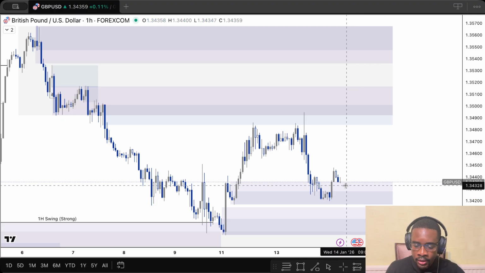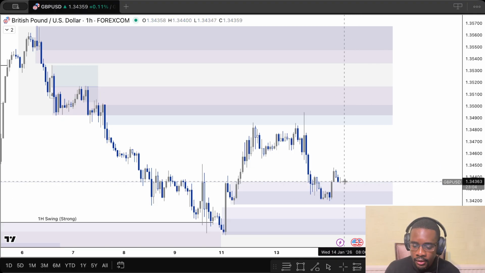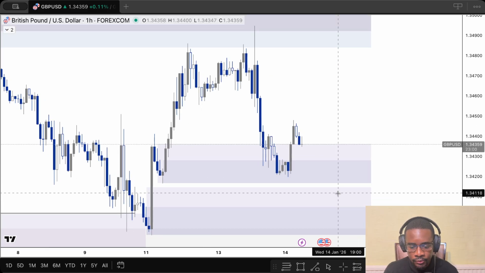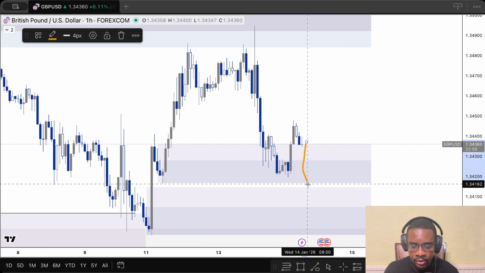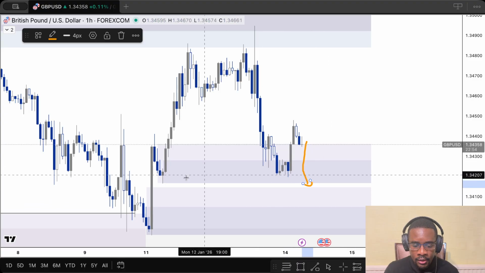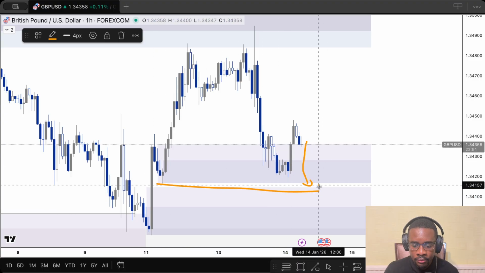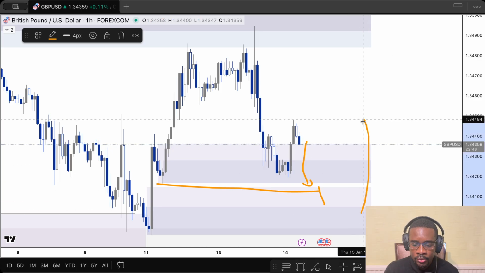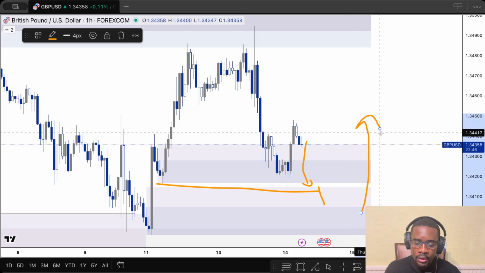However, as we are getting into London session, it may not hold for long. We might have an aggressive push to take out this level, and then mitigate this extreme, where possibly we might have a bigger bullish reaction.